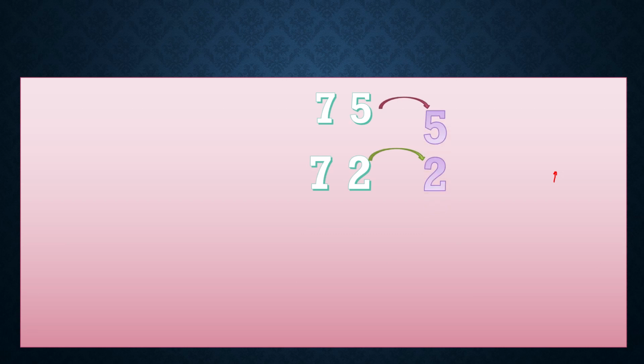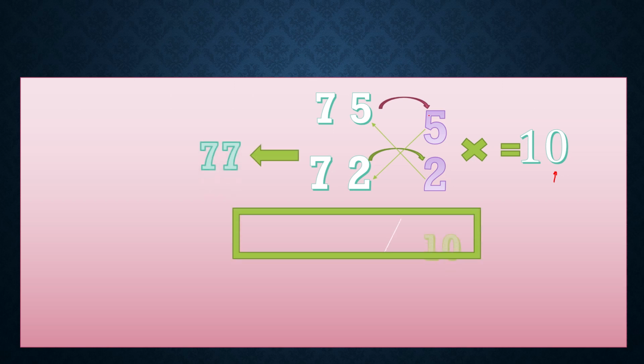Now, 5 and 2 are the unit values, so we separate them. I am taking 70 as a base, so 70 is 5 less than 75 and 2 less than 72. I multiply them. After multiplying 5 and 2, I get 10. And now I add in the cross way. Either I add 75 plus 2 or I add 72 and 5. I am getting the same value, 77. Now we write it in this way.